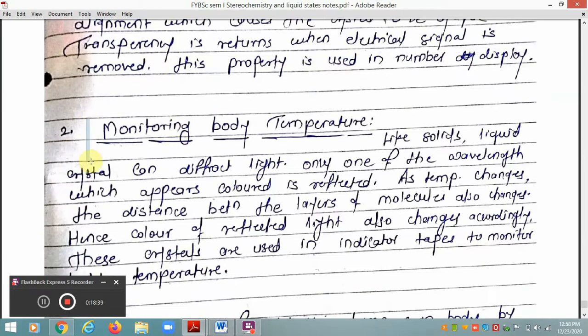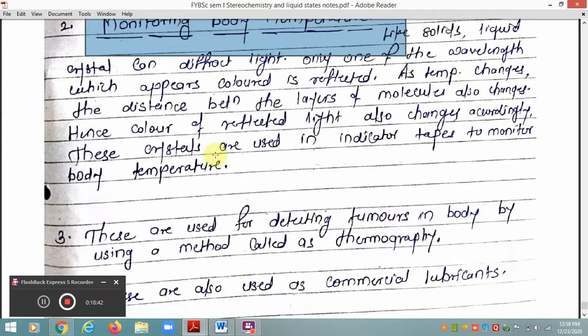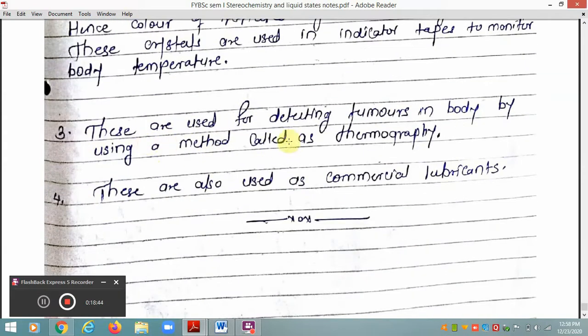These are also used in monitoring body temperature, and for detecting tumors in the body using a method called thermography, and are also used in commercial lubricants. So dear friends, these are some important applications of liquid crystals which are used in day-to-day life for commercial purposes also. In this way we have discussed all aspects of liquid crystals with their classification, definition, properties, and applications.